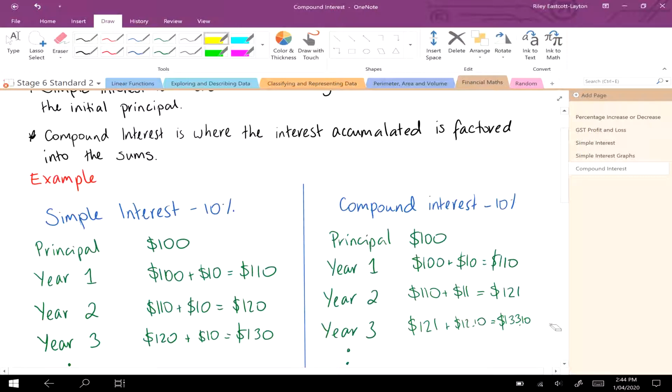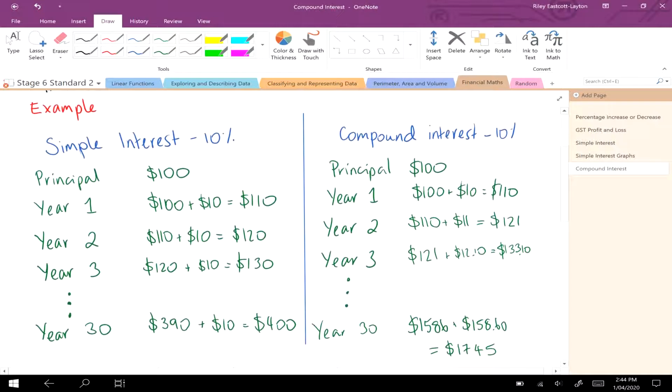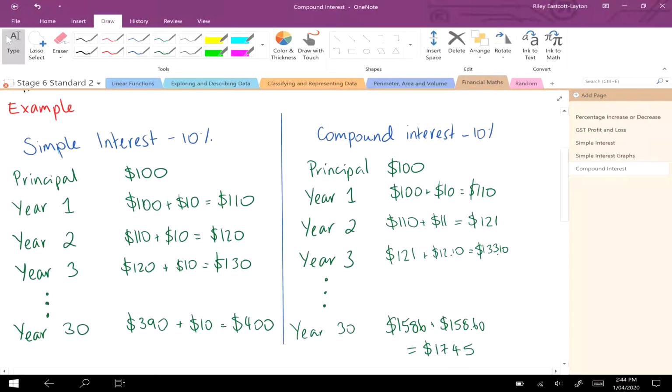However, let's fast forward 27 years into the future. So now we've had our money invested for 30 years. On this left-hand side, if we went through and worked out all the calculations, at the start of the 30th year, we'd have $390. We'd add our $10 on like normal, and we'd end up with $400. So not too bad considering we didn't really do anything. We just put $100 in a bank account.